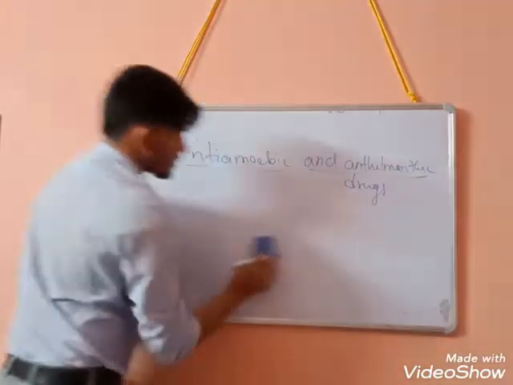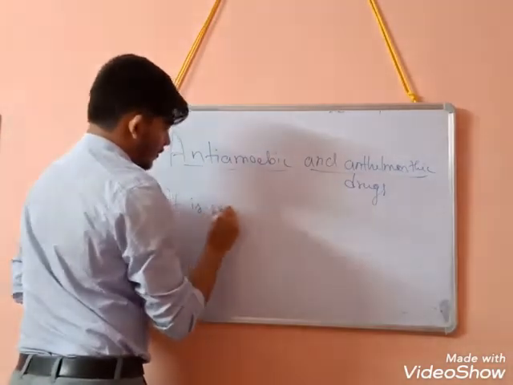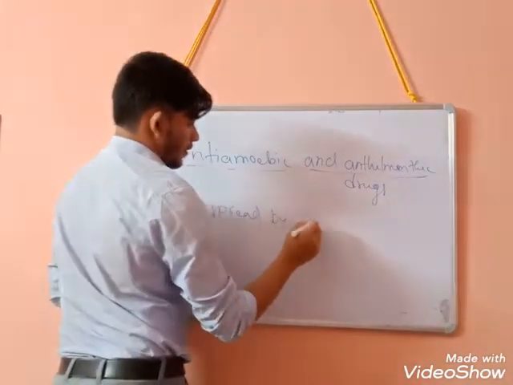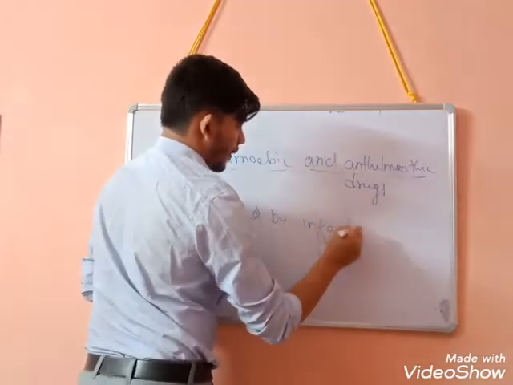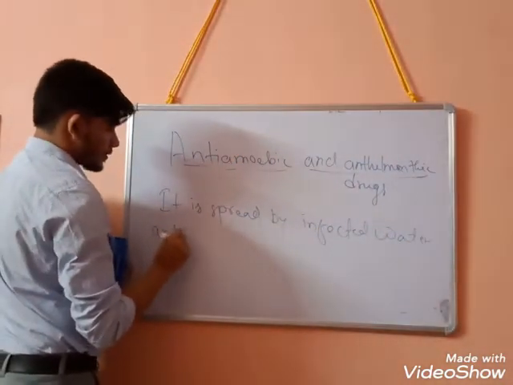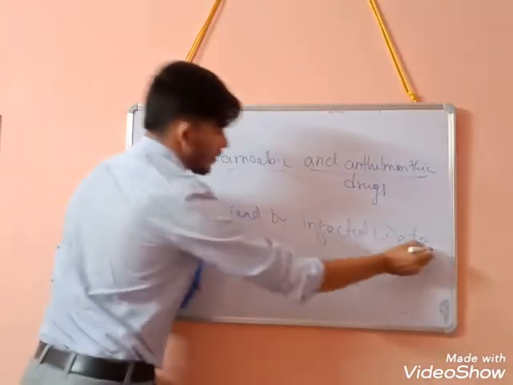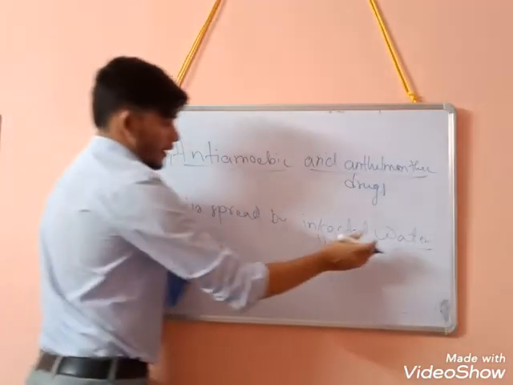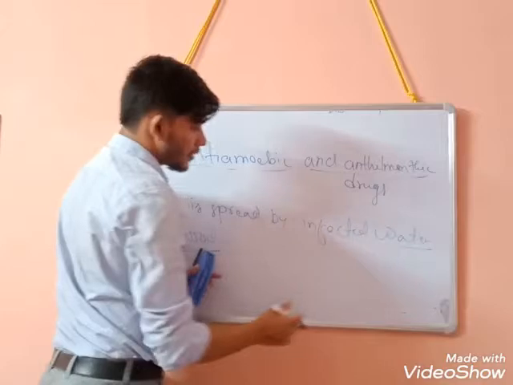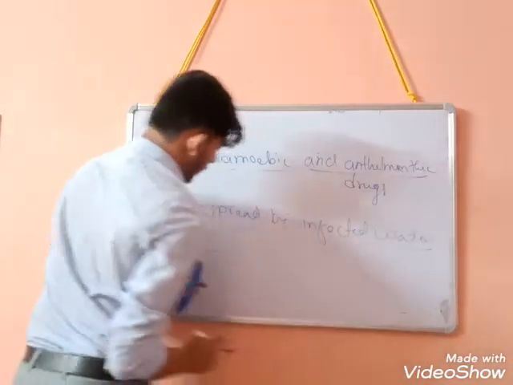Amoebiasis is spread by infected water and food. If any food or water is infected with this microorganism, and any person consumes that food or drinks that water, it is likely to cause amoebiasis.